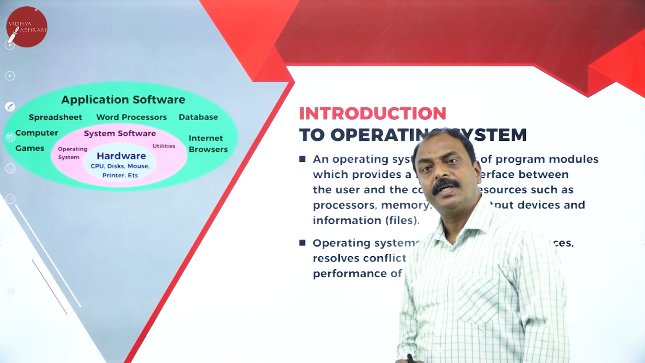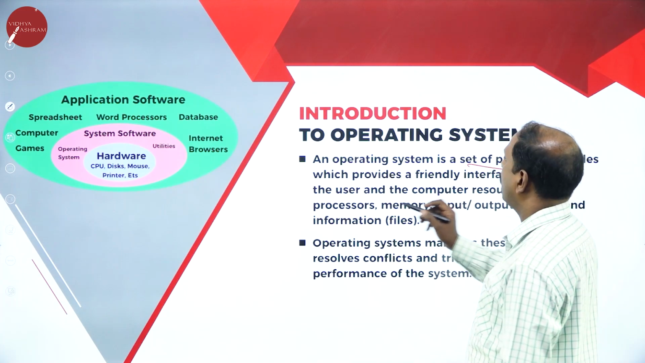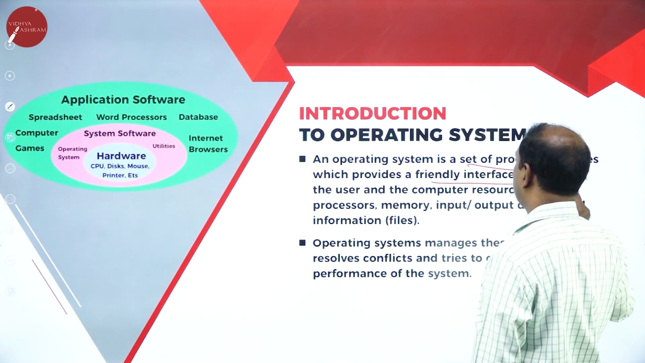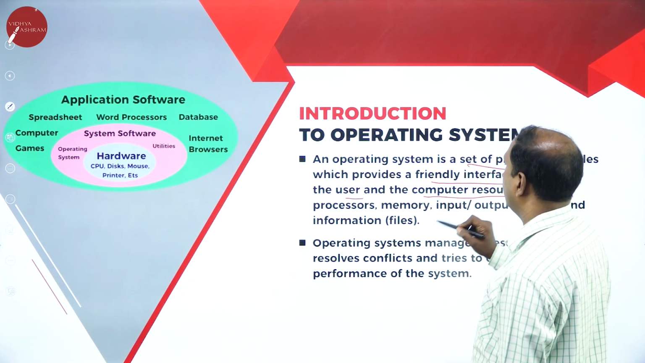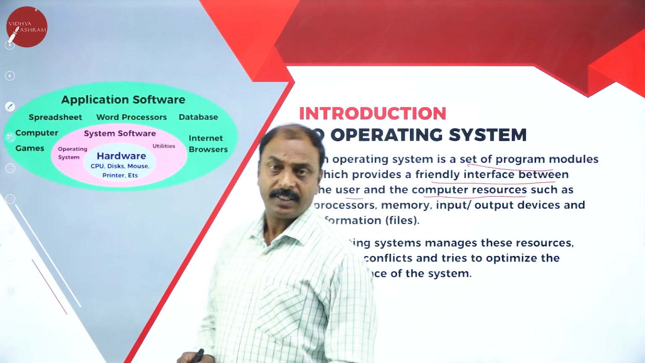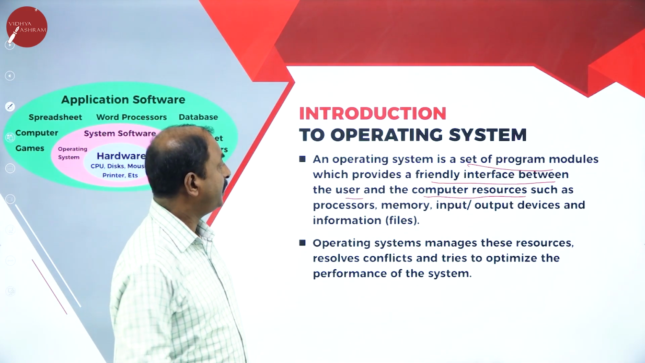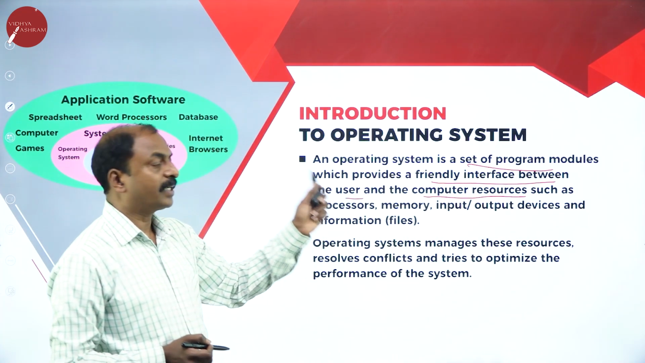So what is an operating system? An operating system is a set of programs or program modules which provides a friendly interface between the user and the computer resources. And here, what is an operating system? So operating system is a system software. It is an interface between the user and the computer.